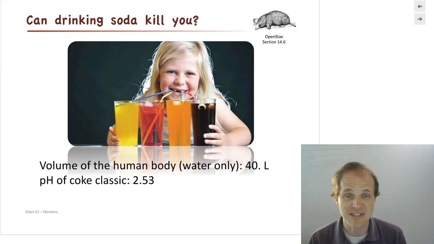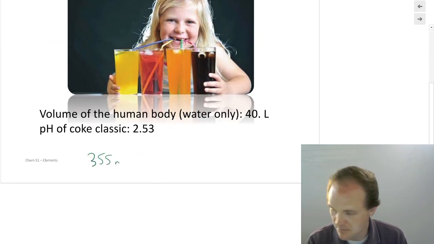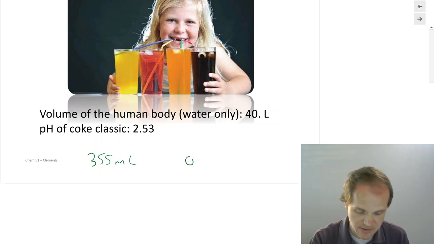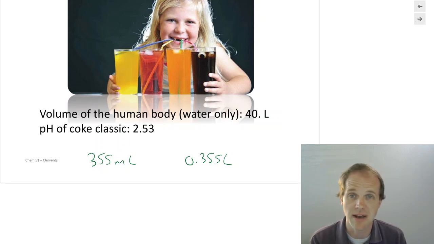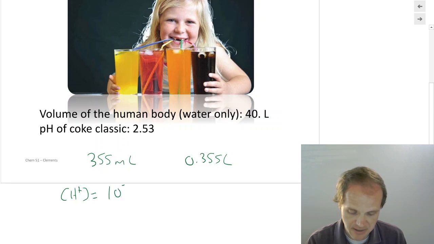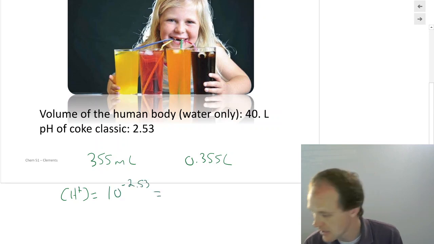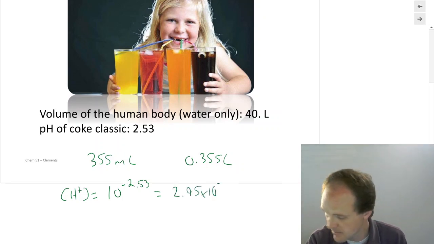So we're going to take a standard can of soda, which is a 355 milliliter can, 0.355 liters. And we're going to take the acid from there and put it into our body and see what should happen to the pH in our body. So the pH of Coke Classic is 2.53, which means the concentration of H plus is 10 to the minus 2.53, which is 2.95 times 10 to the minus third molar.